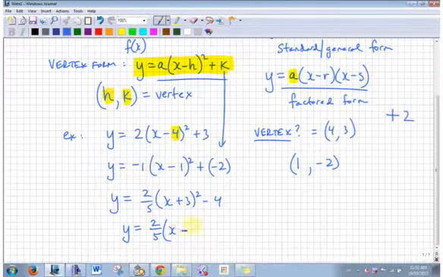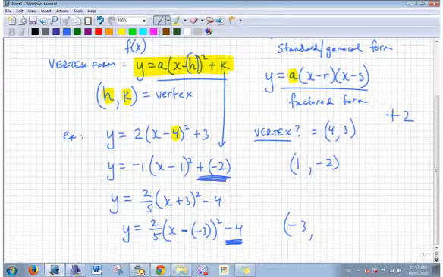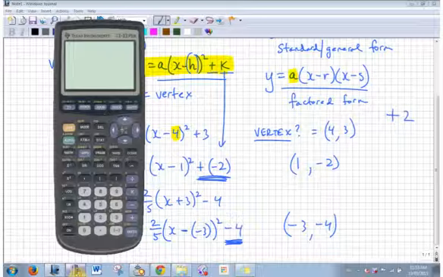Could I do this? I know it looks kind of busy, but here, clearly, it has to go x minus, this is h. So x minus, what's h here? -3. See how it's kind of backwards? Okay? So if it's a plus, the vertex is a negative. What's k? Yeah, again, you can think of it like that. Plus k is -4. Let's put that one in to prove it.